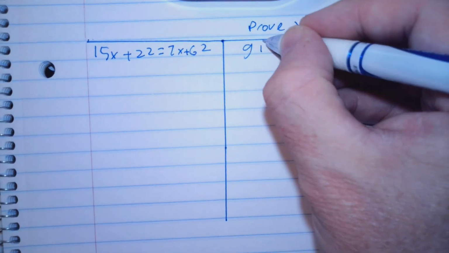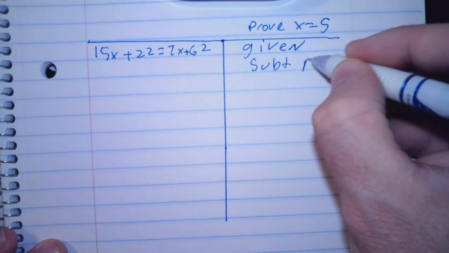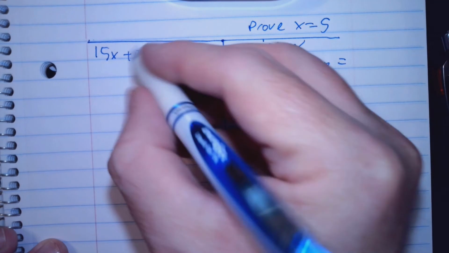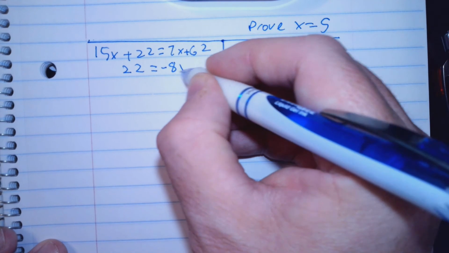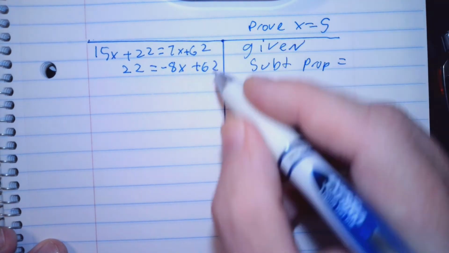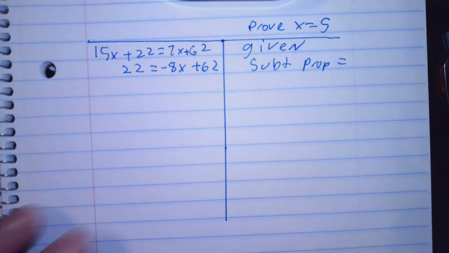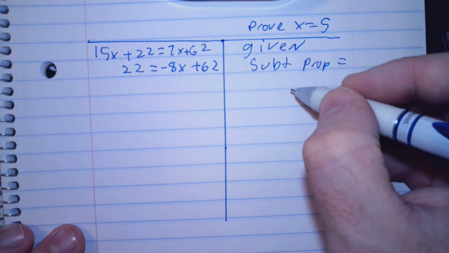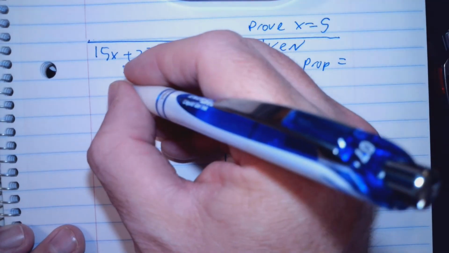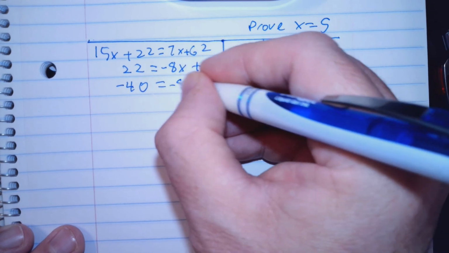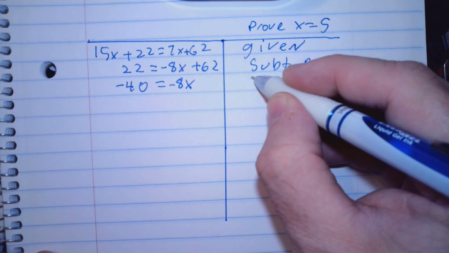All right, and again, I'm going to use a subtraction property, and I'm going to end up with 22 equals negative 8x plus 62. Of course, you could have subtracted 7x from both sides and had the x on the other side, but I want to show you what happens when this happens, just to make sure you have all that you need to know. I'm going to use the subtraction property again, and I'm going to get a negative 40 over here. And that is the subtraction property again.